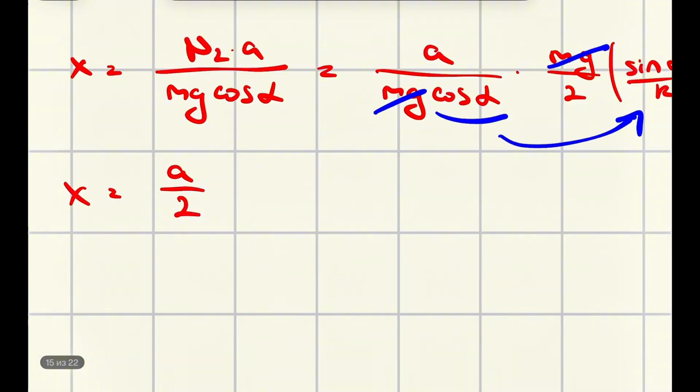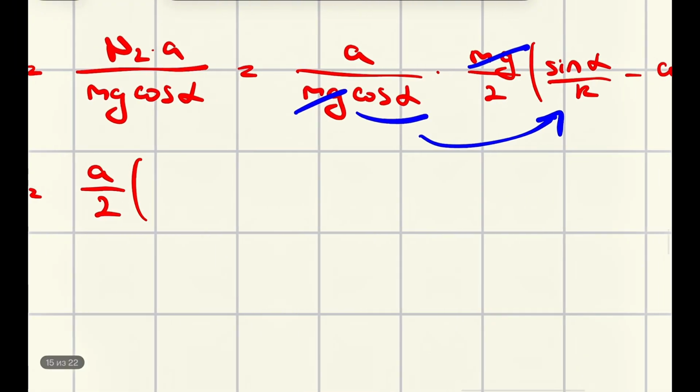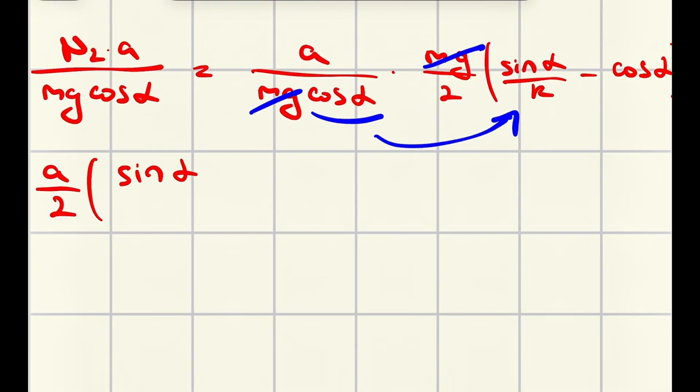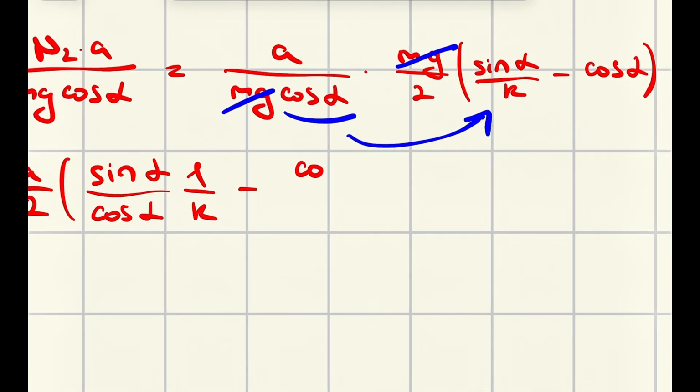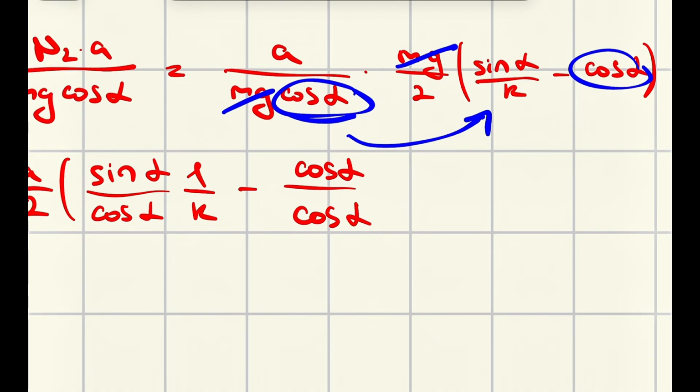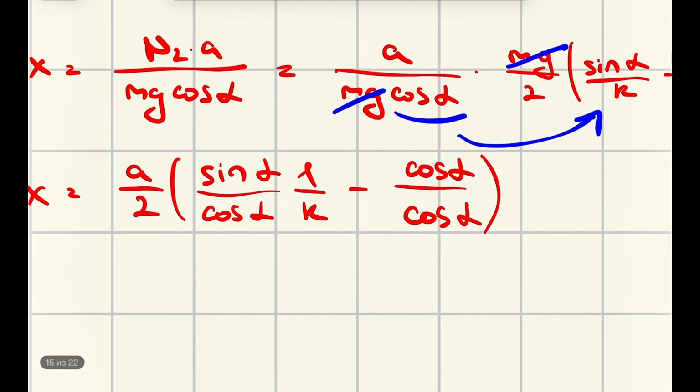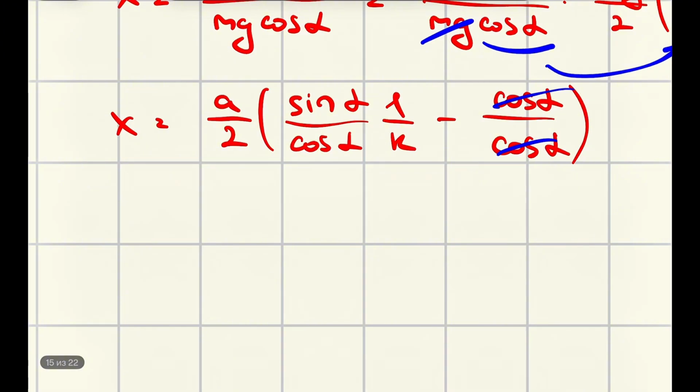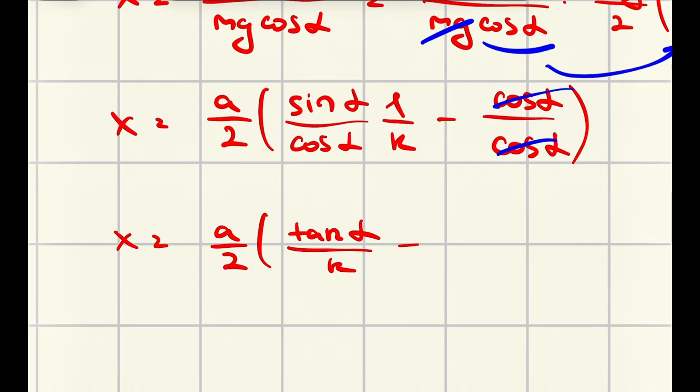So you don't get distracted, let me write it directly. It would be sine alpha divided by cosine alpha, and also here 1 divided by K. K is still there. Here this thing would be cosine alpha above and also cosine alpha below. Why? Because it was above, this thing came to below. Right now this thing would be 1. Sine and cosine gives us tangent, so this thing had to be a divided by 2, and here we would have tangent alpha divided by K minus 1.